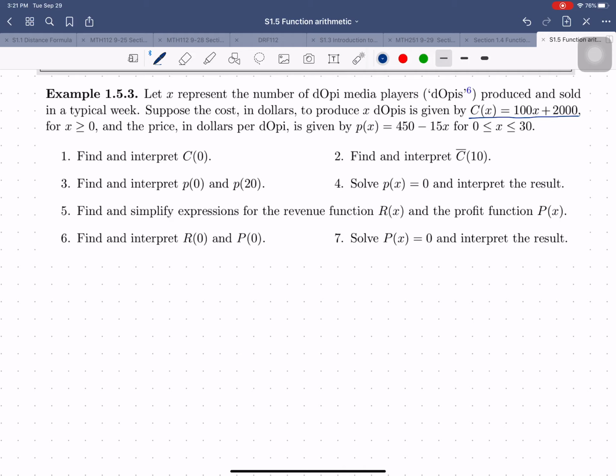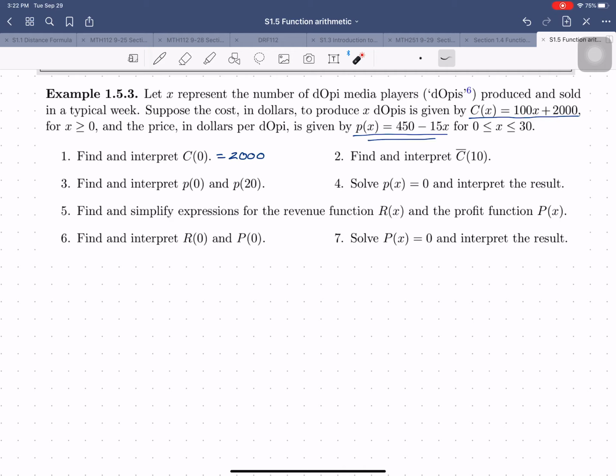And we think we can sell those according to this function right here. And there's some meaning here. Let's talk first about the cost function. If I'm going to produce 0 things, I still have to lay out $2,000. So $2,000 is my startup cost. And then this 100X means that for each additional thing that I produce, it costs me another $100. So the cost to produce X media players is 100 times the number produced plus the initial cost of $2,000.